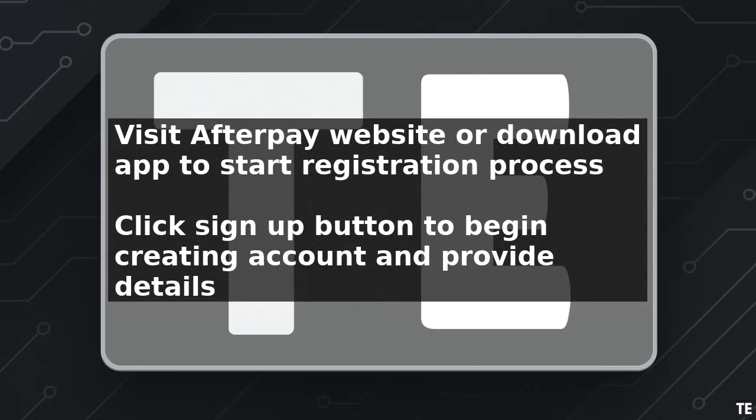To register for Afterpay, start by visiting the Afterpay website or downloading the Afterpay app from the App Store or Google Play. Once you have accessed the platform, click on the Sign Up button to begin the registration process. You will be required to provide some personal details, including your name, email address, and phone number.